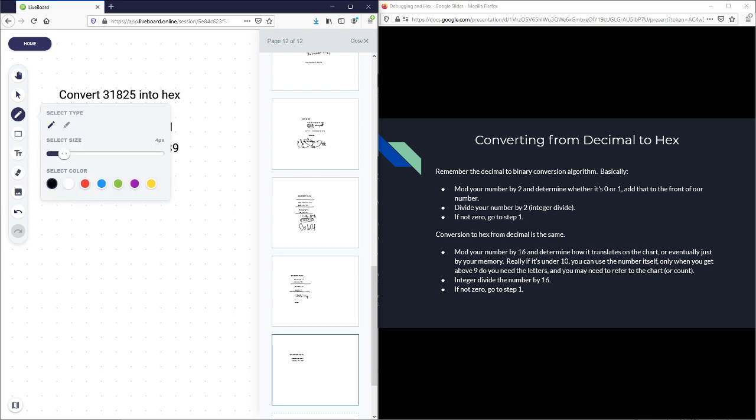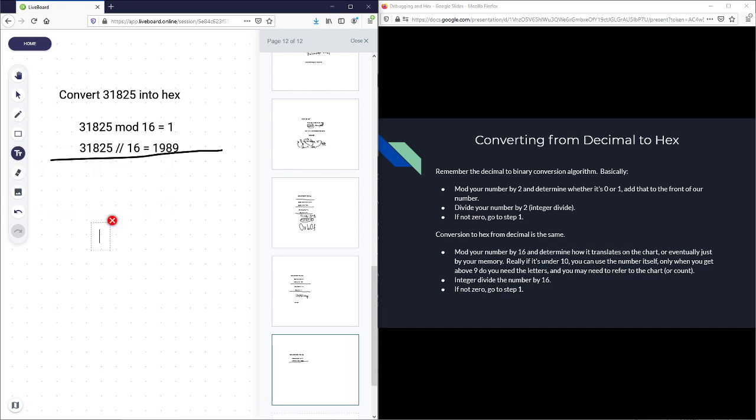And the reason that we can do larger numbers like this with regard to hex is because you'll see how fast these things diminish. So for instance, 1989 mod 16 is equal to 5, and 1989 divided by 16 is equal to 124.